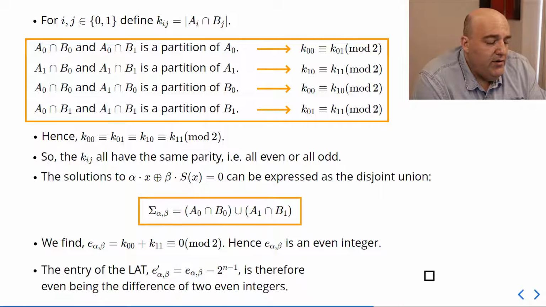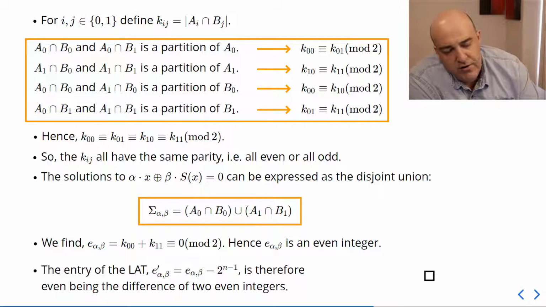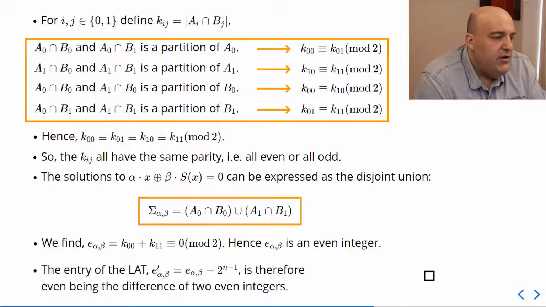And finally, we do the same thing with B1. We partition it with A0 intersection B1 and A1 intersection B1, and so the cardinalities of those sets are also congruent mod 2. So all four of those sets have the same parity mod 2. All of them are even or all of them are odd. Okay, now we're ready to finish it off.